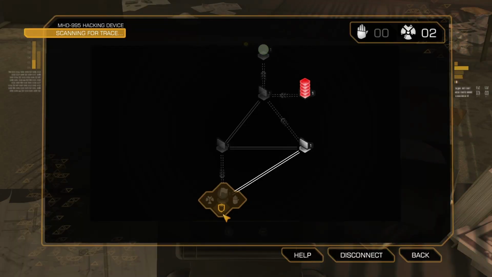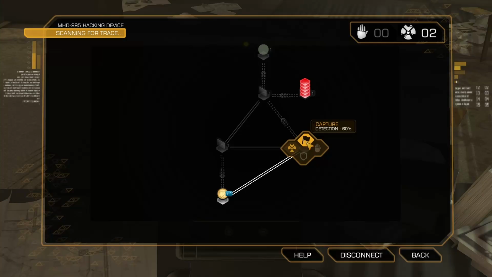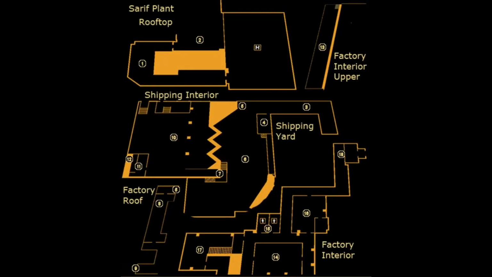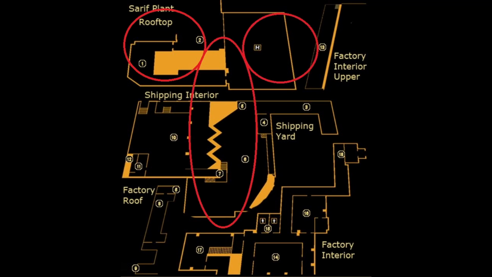For example, Deus Ex Human Revolution actually has fun hacking, unlike some games, so using it to gain entry to mission levels is a lot of fun. During the first mission, I used distractions in this area here and this area here in order to make a clear path for myself here.